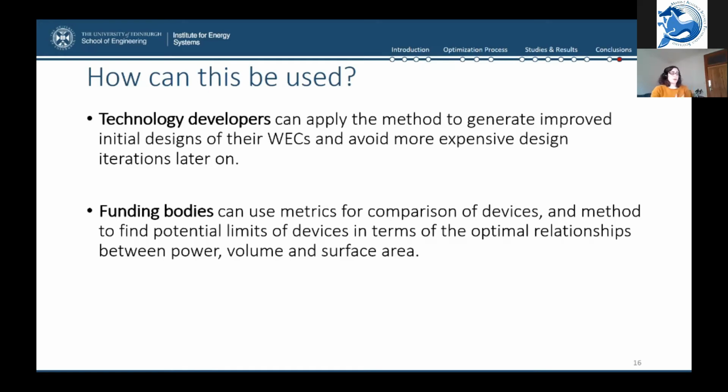And then the method developed here also can be used to find potential limits of devices in terms of the optimal relationships between power, volume, and surface area. And I am currently working in a project together with Wave Energy Scotland to develop this type of optimal relationships.